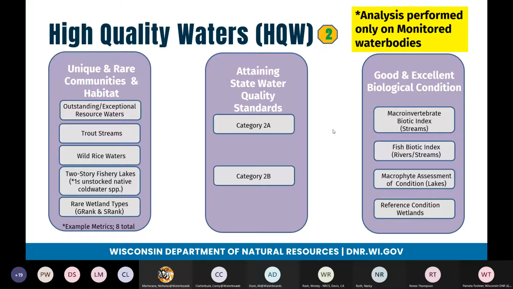I'm assuming folks are familiar with that. And then the third is good and excellent biological conditions. So these are indices of biotic integrity, and each is a little different depending on the water body type. And again, if a water body met 2 of 3 of these criteria bins, it would be listed as a high quality water.